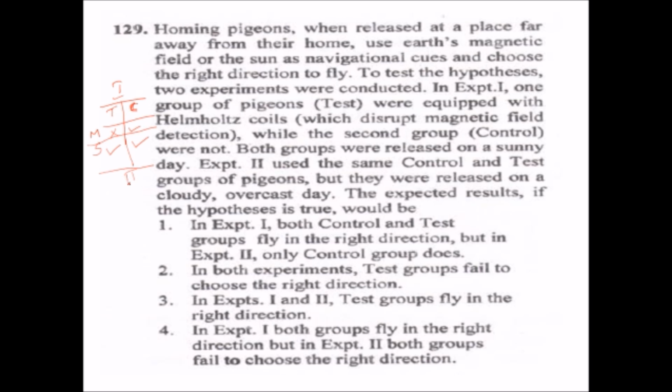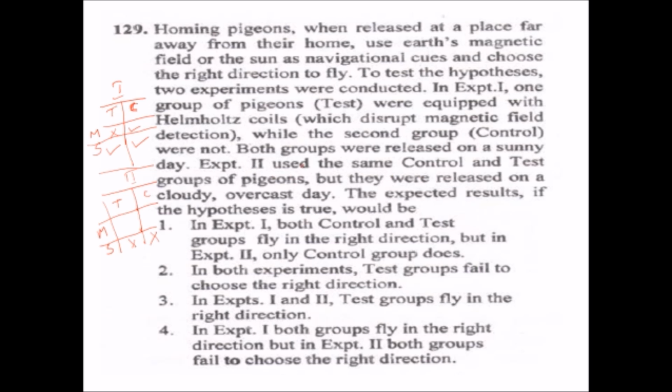In experiment number 2 we have test and control, and same situation for the magnetic field as well as for the sun. Okay, use the same control and test groups of pigeons, but they were released on a cloudy overcast day. It means both the test and control will not be able to track their home with the help of the sun, because the weather is cloudy, so neither the test nor the control one will be able to track. So then, the expected result if the hypothesis is true.